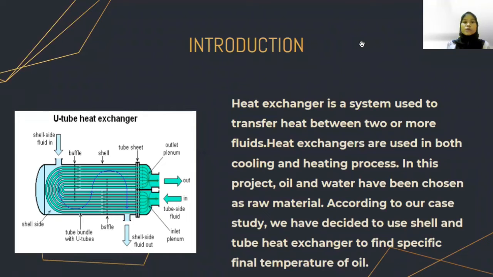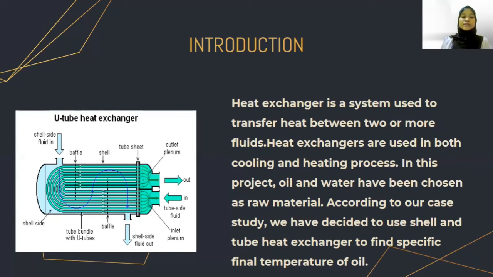For the next part, I will talk about the introduction. The heat exchanger is a system used to transfer heat between two or more fluids. It is also used in both cooling and heating processes. In this project, oil and water have been chosen as raw materials. According to our case study, we have decided to use a shell and tube heat exchanger to find the specific final temperature of oil for both hot and cold. The heat transfers from oil at high temperature to water at lower temperature. This process will continue until thermal equilibrium is achieved.